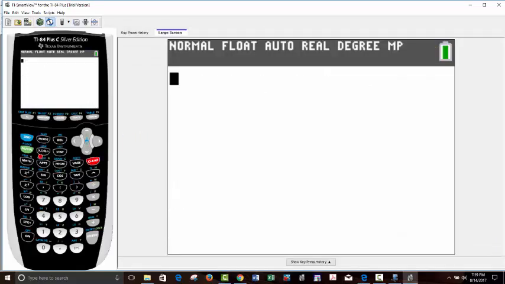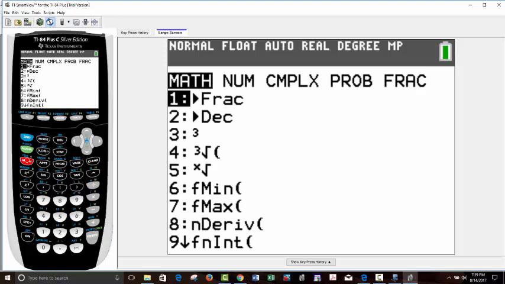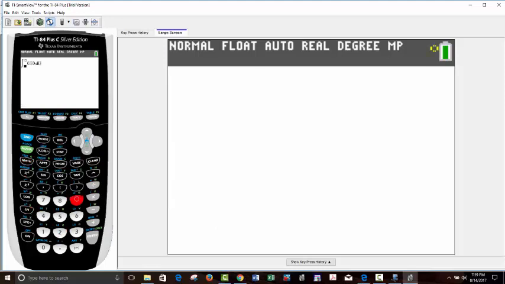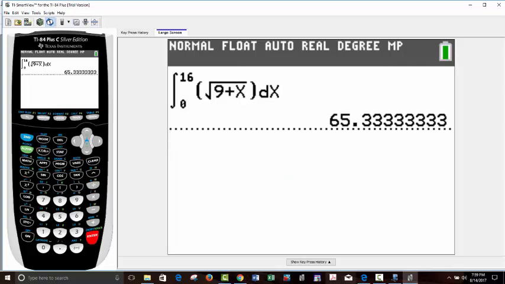Okay, let's go ahead and do this while we're here. So we have math and number 9, the fnInt. So there we go. It shows it like you would normally put it into an integral. But if you're using an older one like a TI-83, you can see how I did it the other way. I'm just going to use x here. I don't have to use variable t, because when you're integrating, it's just going to integrate as long as you put x everywhere. There it is, same answer.